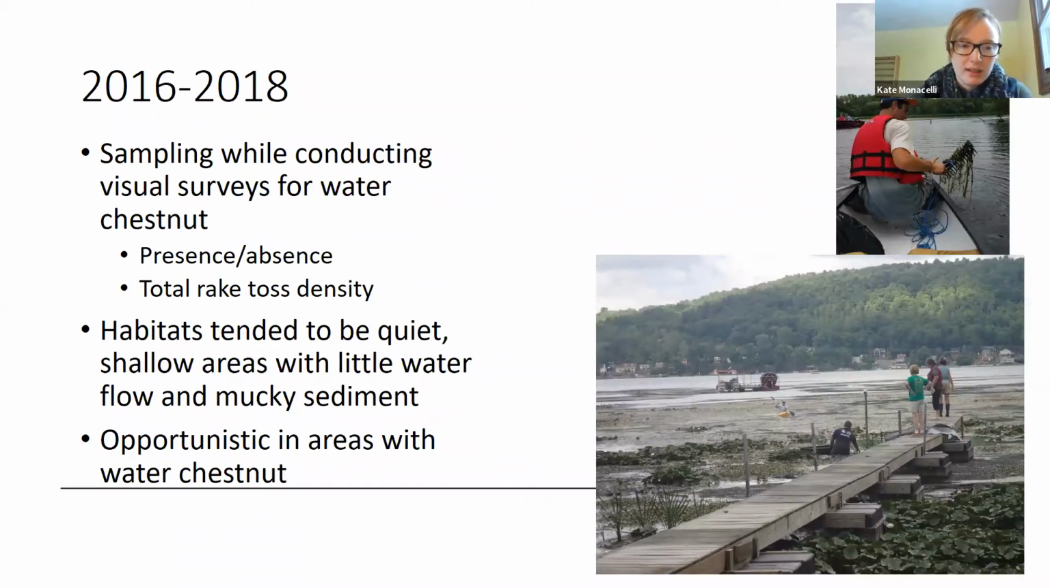So since these surveys were typically in water chestnut habitat, the habitats were mostly shallow water, mucky sediment, really calm areas, embayments, wetlandy areas. And so the species and the amount of plants that we found were typical of that type of habitat.